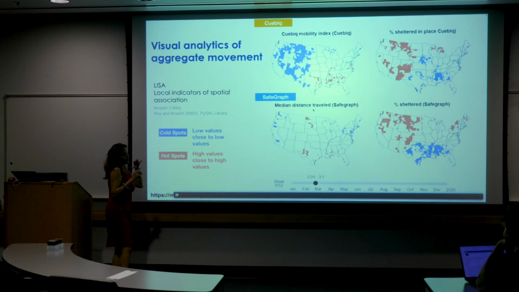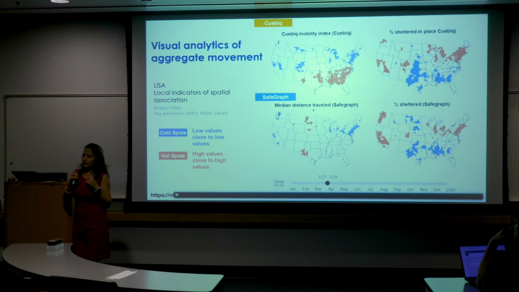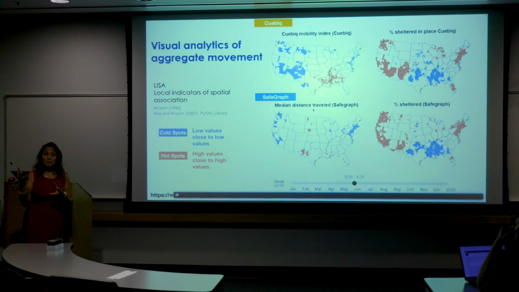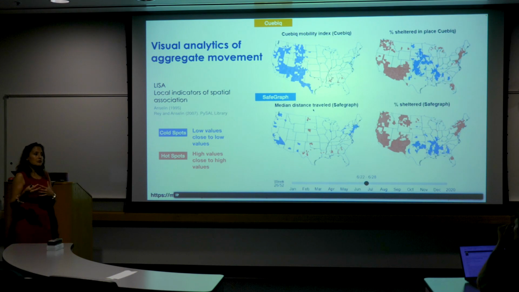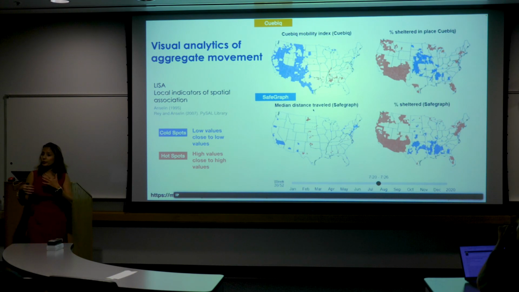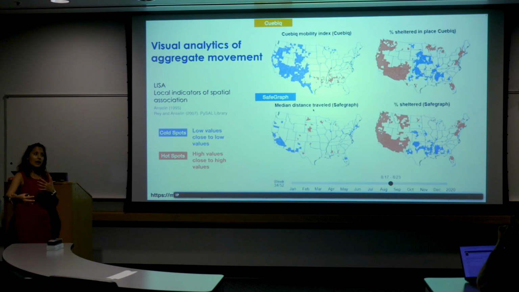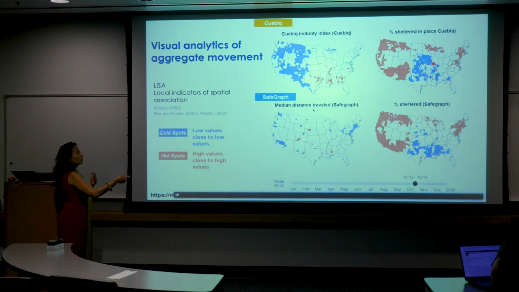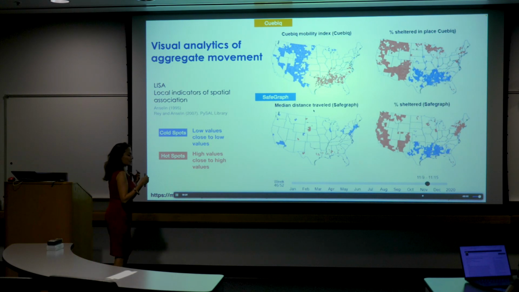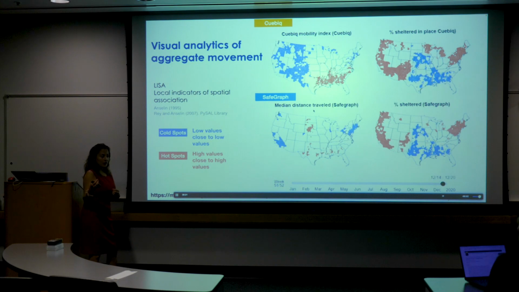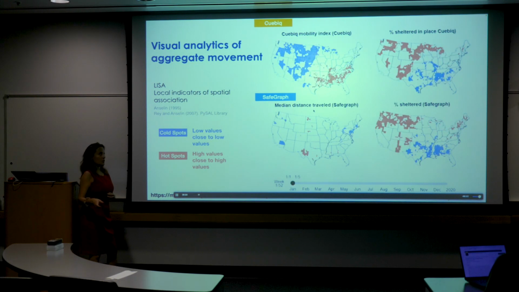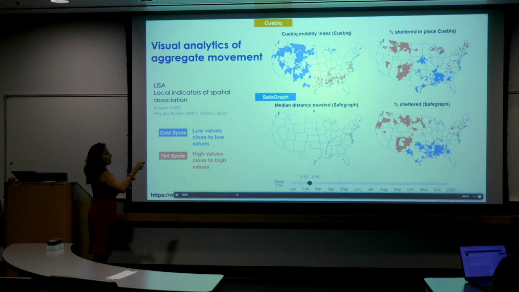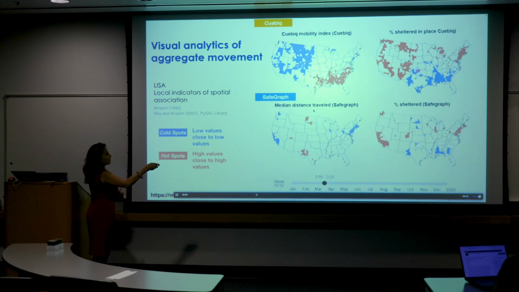So then we applied cluster analysis to look at the clusters of high values that are closer to other high values, meaning counties that were moving a lot, close to other counties that were moving a lot, shown in red. And then blue shows the counties where people weren't moving as much, clustered together. Although this one is the other way around, because it's sheltered in place, the absence of movement.